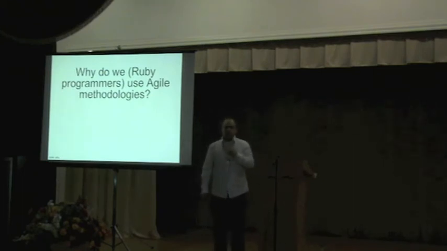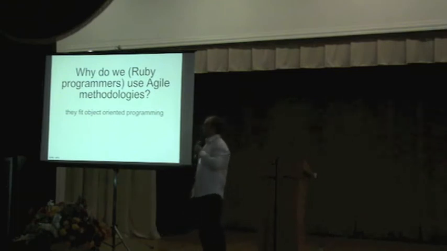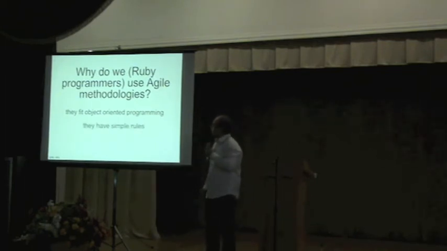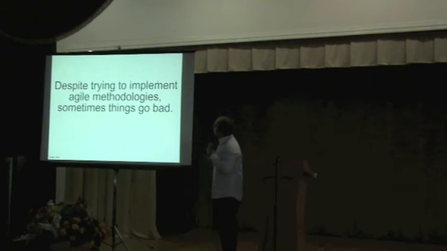A lot of companies, at least in Poland, use Agile with Ruby. And why? Agile processes fit object-oriented programming. That's not only my opinion. That's actually why extreme programming was invented, to support Smalltalk. Smalltalk failed, but extreme programming survived. They have simple rules. We like simple rules, and they can reduce the code's chaos. I think that's why it's popular.